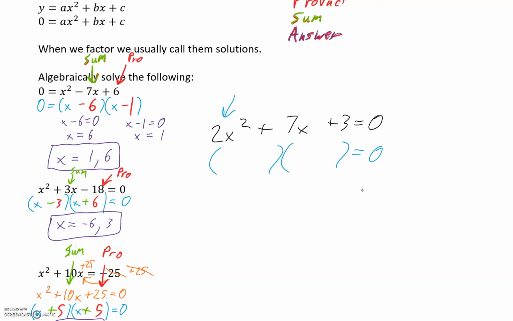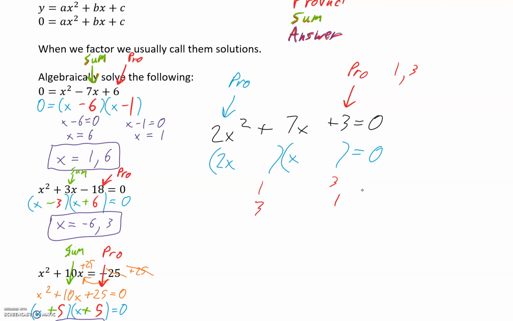Start with the product of this, and usually it's going to be a prime number, so it's really easy to notice that it's just two numbers like that, so 2 and 1. And then you can keep going with your product sum answer thing, except you have to be a little bit more careful. So two numbers that multiply to get 3, so it's going to be 1 and 3. And the question is, is it 1 and 3 or is it 3 and 1, right? We don't know, and that is going to make a difference here because it's asymmetrical.